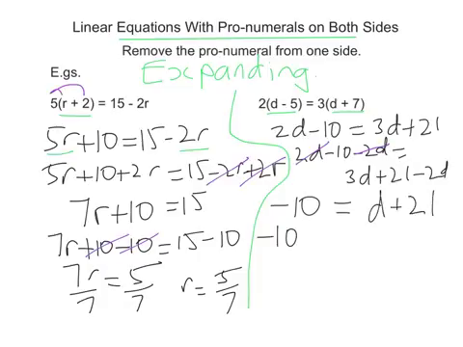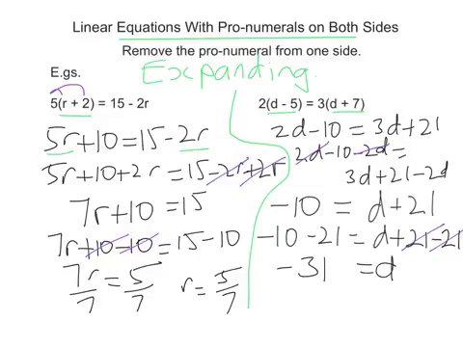Now I need to subtract 21 from both sides to get d by itself, or in other words, to make d the subject. So the 21 minus 21 makes 0 again, and I'm left with d equals minus 31. I'll leave you to check this one out, but it involves doing this final equation and making sure that they both equal. So you can have 2 times (minus 31 minus 5) has to equal 3 times (minus 31 plus 7).